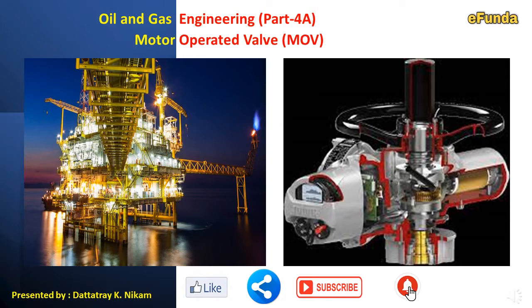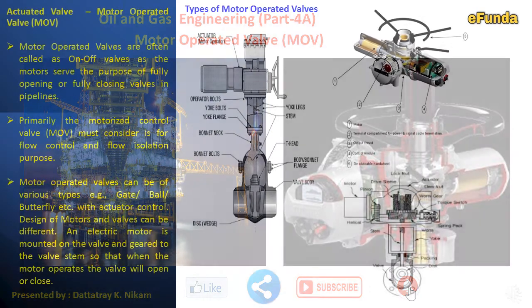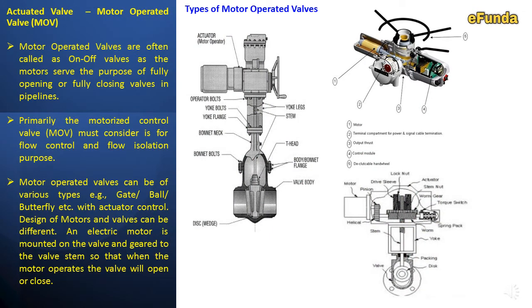Let's continue with our today's topic. Motor operated valves are often called on-off valves, as the motor serves the purpose of fully opening or fully closing a valve in pipelines. Primarily, the motorized control valve, that is MOV, must be considered for flow control and flow isolation purpose. MOVs can be of various types.